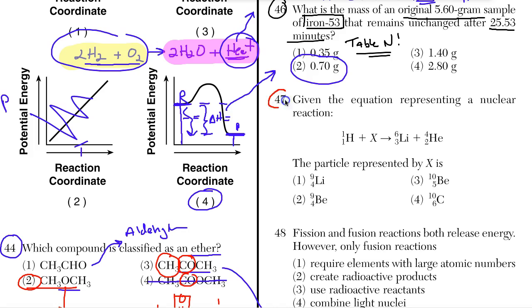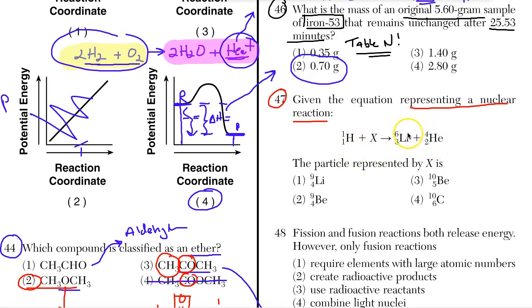Number 47, given the equation representing a nuclear reaction, again, we're in the nuclear chemistry area of the test. The particle X is represented by... When we do a nuclear equation, we care about how the nucleus changes. That's what a nuclear reaction is. A nuclear reaction has mass and, of course, protons on the bottom, or the charge, however you want to think about it.